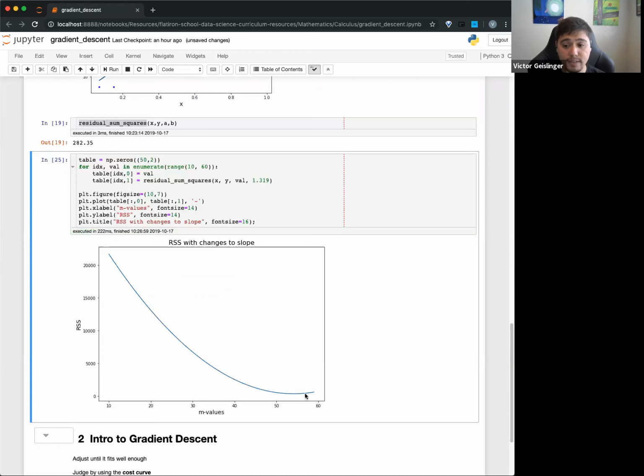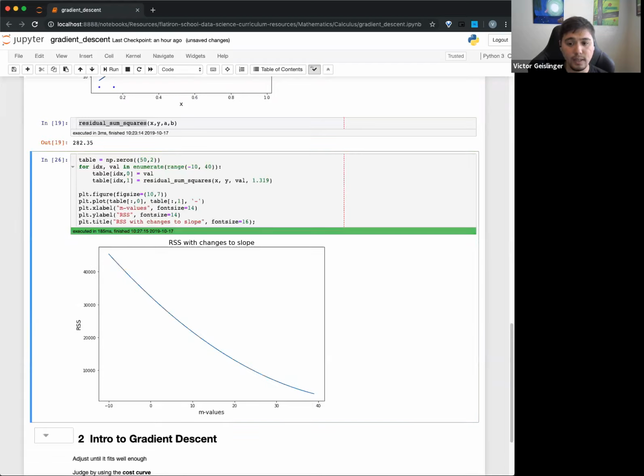If I didn't have this part here, then I might have some issue. For example, if I start at, let's say, -10 to 40, I won't reach that minimum value. So I have to try again and go further and further. Anyway, you can see there's gonna be an issue with this part.